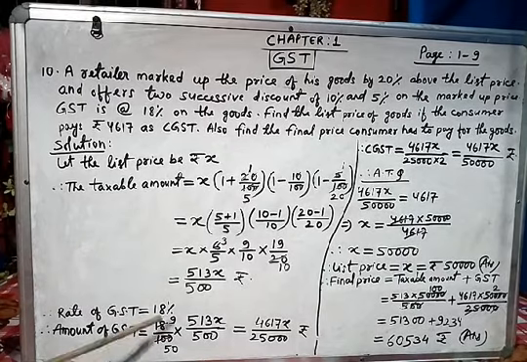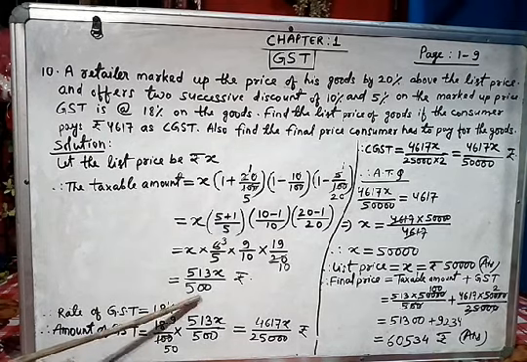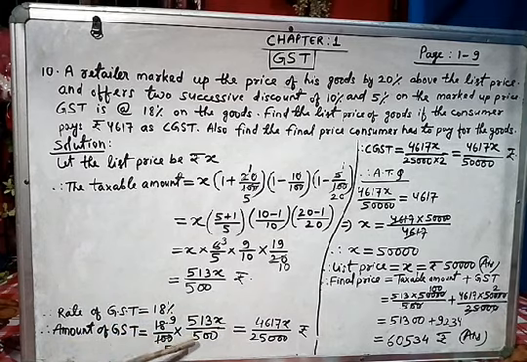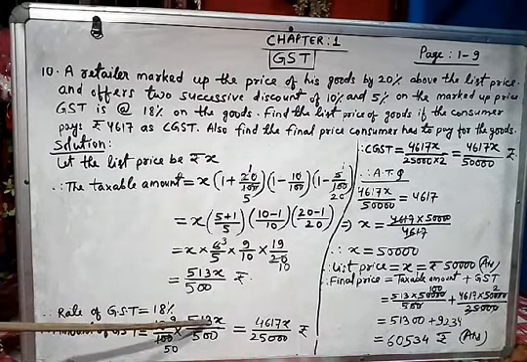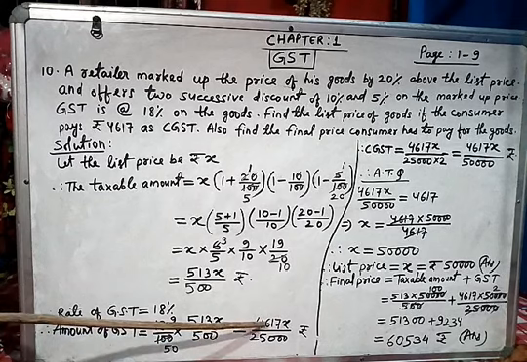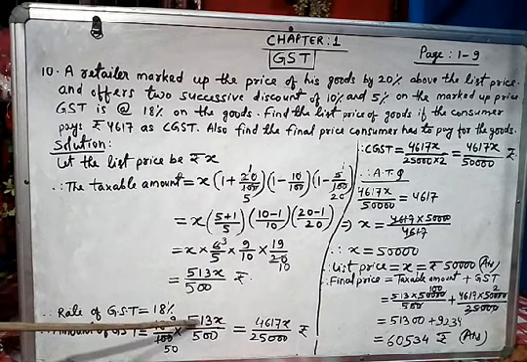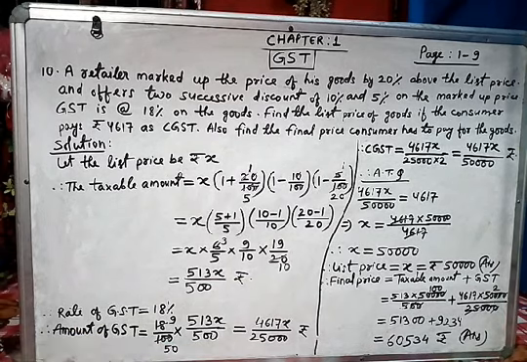Now the rate of GST is 18%. So on the taxable amount this GST will be taken. So the amount of GST will be 18 by 100 into the taxable amount, 513x by 500. So 18 and 100 we cancel, it becomes 9 by 50. And now we multiply 9 and 513, and we get 4,617x, and 50 into 500 is 25,000. So this is our GST amount.